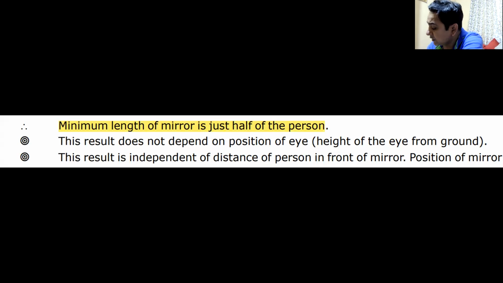Now remember this. This result does not depend on the position of the eye. Where your eye is does not matter. Some people may have eyes on the higher side or some people may have eyes on the lower side. It does not depend on the distance of the person. You cannot say, sir, if I go very far, I will be able to see myself. No, beta. You need a minimum height of the mirror to see yourself, and that minimum length of the mirror is half the height of the person. Do we understand this? Please note these 2 points as well.